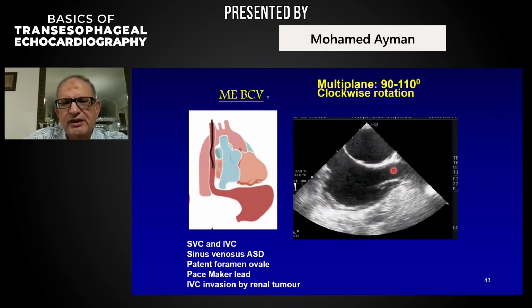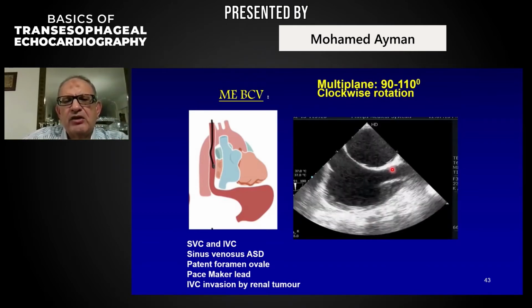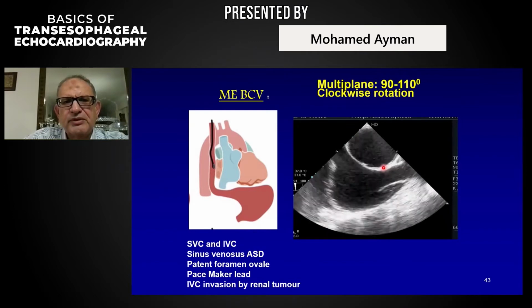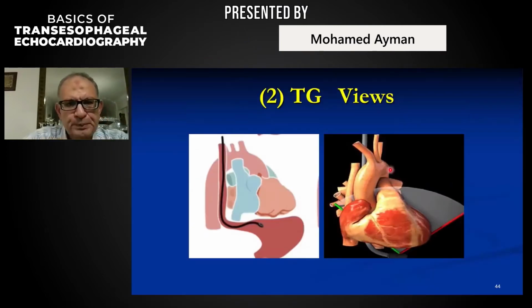Sinus venosus ASD, superior vena cava type particularly, you cannot see it with the transthoracic echo. You can detect it as a defect here in the interatrial septum, very close to the superior vena cava. I'm going to show you in another video. So I finished the mid-esophageal position, where we get a lot of views, just manipulating the probe and by changing the angle of inclinations.